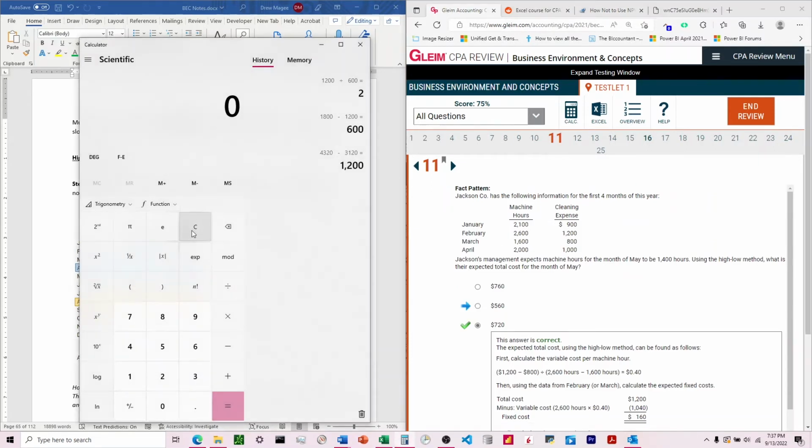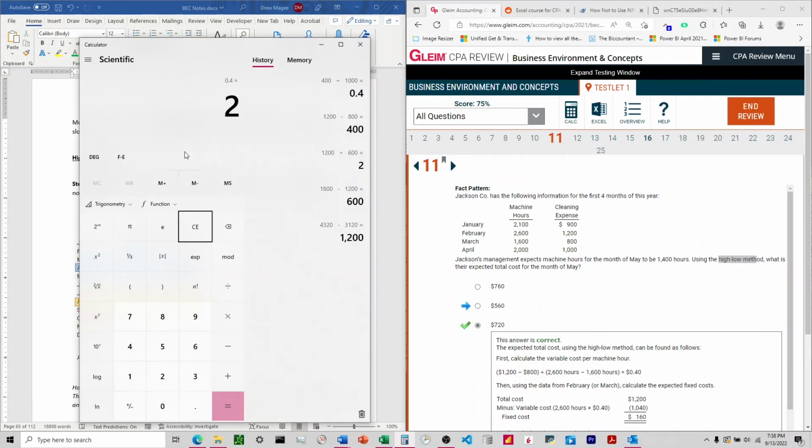Okay, here's another one. It looks similar, except for this one they want us to go all the way to step 3. We see the company expects machine hours for the month of May to be 1,400 using the high-low method. What is the expected total cost for the month of May? So we have to figure out all 3 steps and then get the answer. We're going to highlight 2,600 and 1,600, and we see that the associated cost of that is 1,200 and 800. So 1,200 minus 800 is 400. And then we know it's going to be 400 over 1,000. So the slope is going to be 0.4.